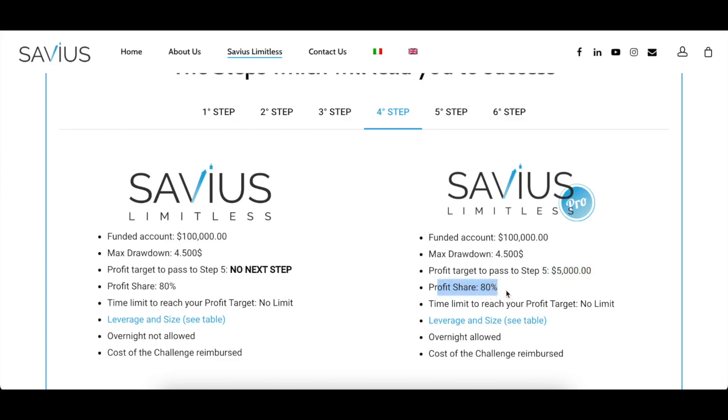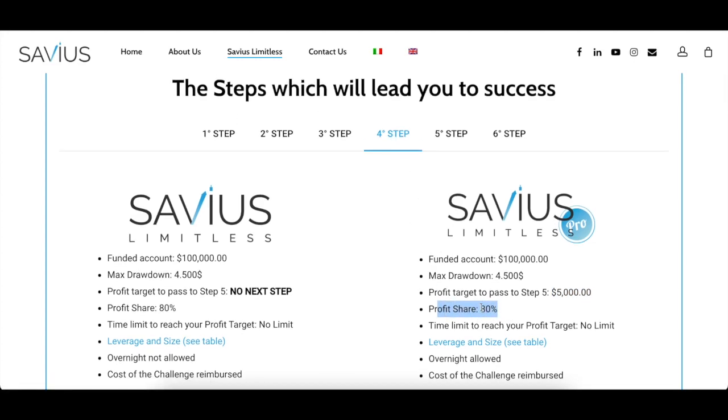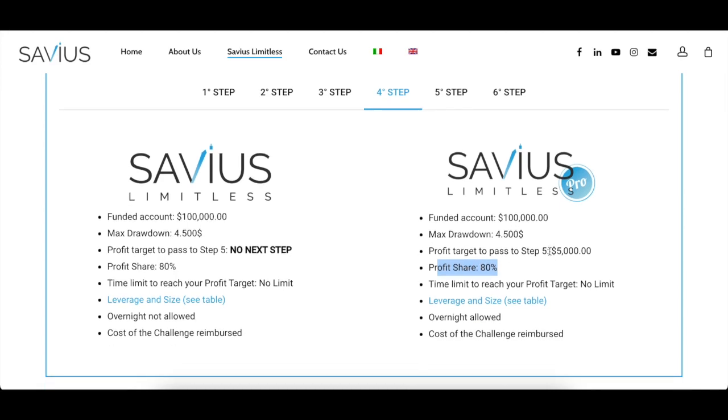We're getting 80%, but remember, in step 4 we were still limited to 2 contracts. So you get a bigger funded account, but this really doesn't matter because you're still limited to 2 contracts. So this number doesn't mean anything. Now you need to reach a $5,000 goal again, and you get a profit share of 80%. So I believe you can get paid out at these 2 steps. The 100,000 does not matter, you're trading 2 contracts. Cost of the challenge reimbursed. Okay, so you get your money back if you make it this far. So there's a little bit of a carrot there.